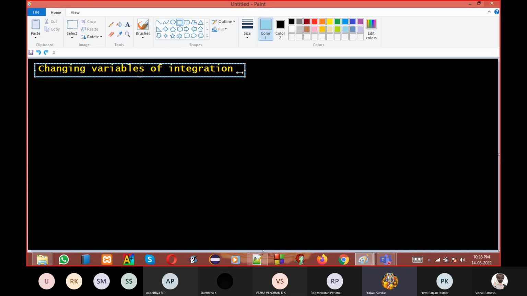Changing variables of integration. Give me just 1 minute. Let me see. Just taking the question. It's there in ma'am's sheet. Just taking your sheet. 1 minute. Where is the integral calculus? Yes.